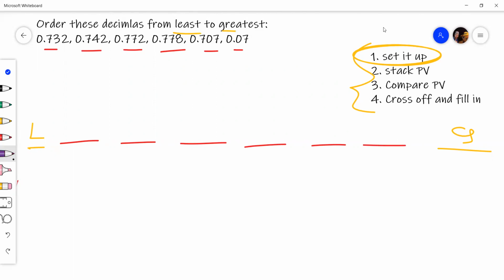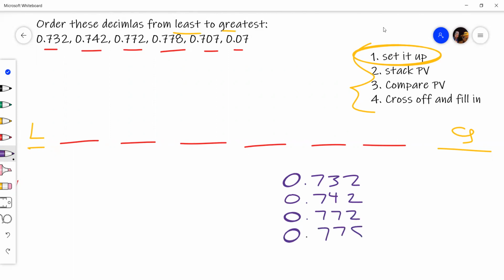Now we're going to stack. Oh man, I miss my stylus right now. So 732 thousandths, 742 thousandths, 772 thousandths, 778 thousandths, 707 thousandths, and 700 thousandths. Ooh, that fit on there. Cool. All right. Next step, compare our place values.